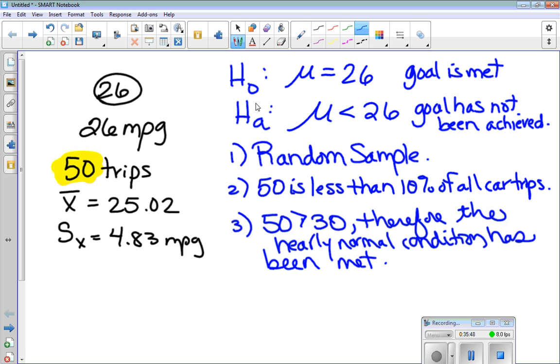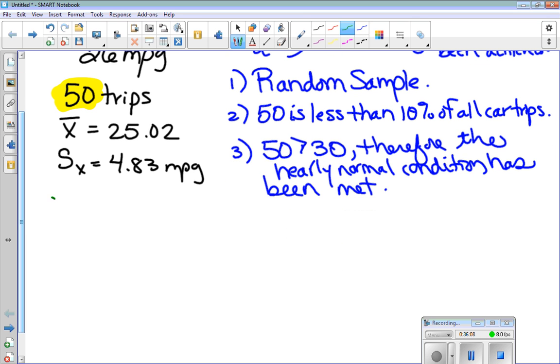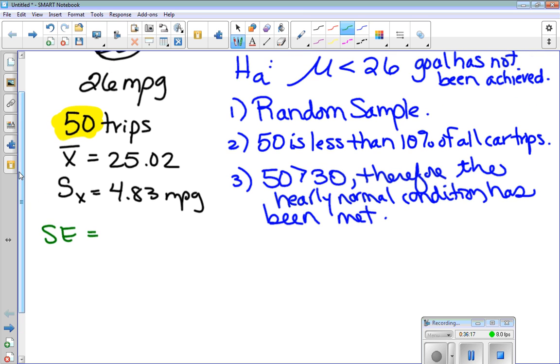Love it. We've checked our conditions. What's the next step? Finding our test statistic. Before I can do that, I have to find my standard error, right? So let's do that next. So our standard error is what? Well, it's our given standard deviation divided by the square root of the sample size, right? That's the new formula for means.